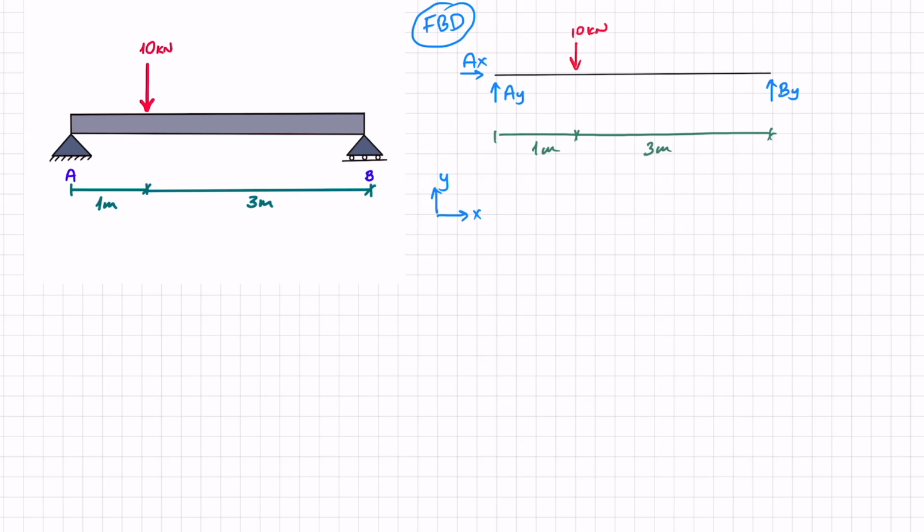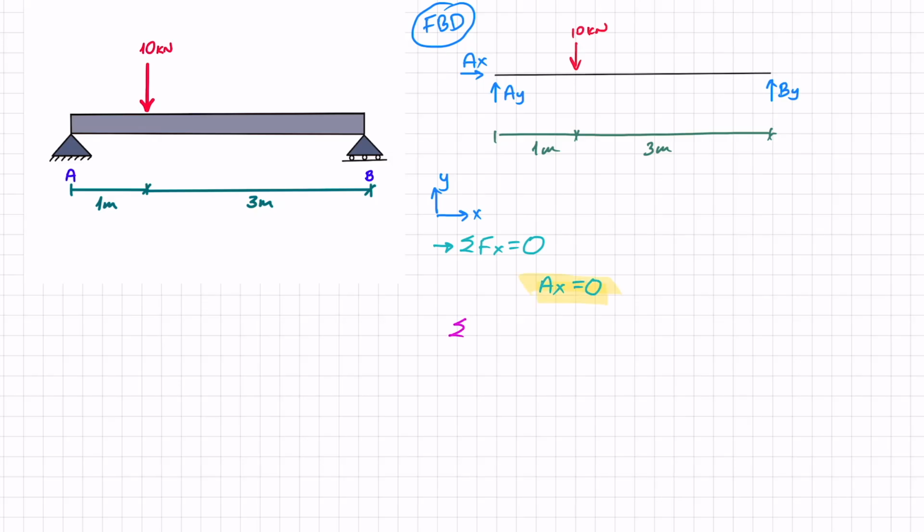And now that we have our free body diagram, we can solve using the three equations of equilibrium. Let's start off by looking at the sum of forces in the x direction. That has to equal 0 for this to be in equilibrium. So in the x direction, I can see that I've got AX, that's in the positive direction, and I don't have anything else. So AX has to equal 0.